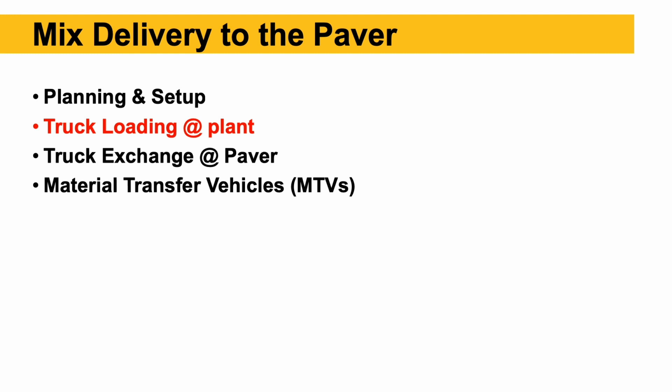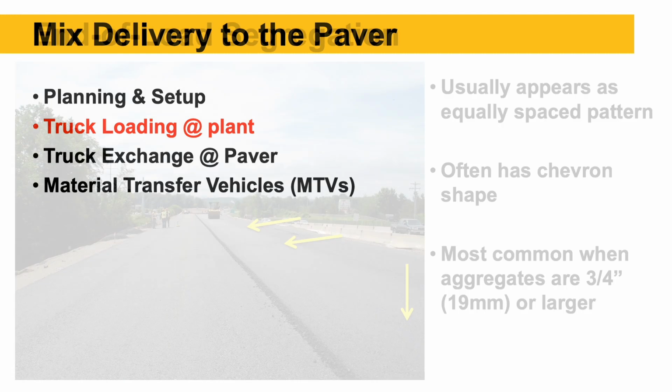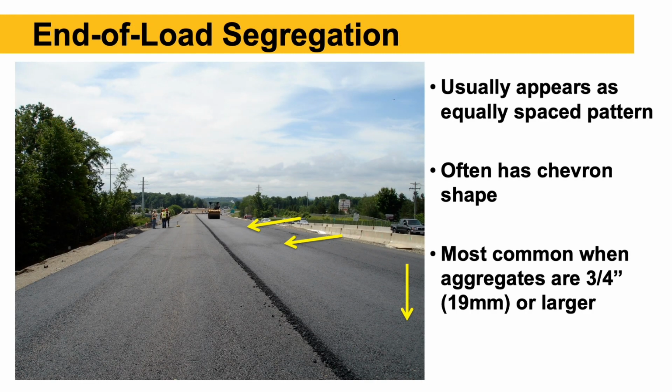So truck loading at the plant, very important. If we're not getting good uniform truck loading at the plant, one of the most common things we see on the road is what we call end of load segregation. It usually appears in an equally spaced pattern, truckload to truckload to truckload. Often it has a chevron shape to it, most common with the larger sized mixes. A lot more prevalent with a 3/4 inch mix than with a 1/2 inch mix, just because the larger stone mixes tend to segregate a lot more easily.